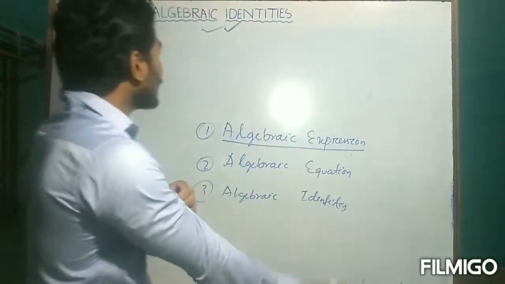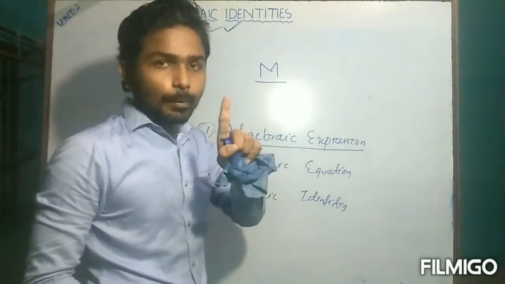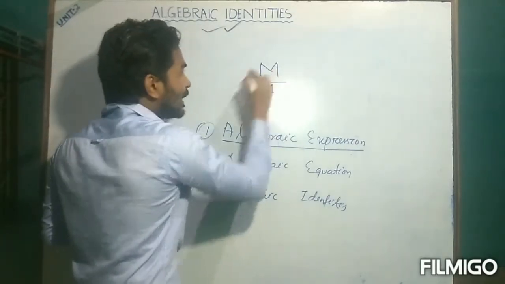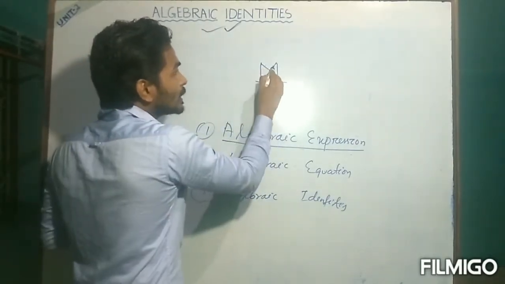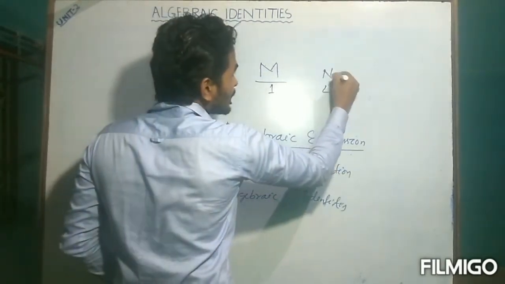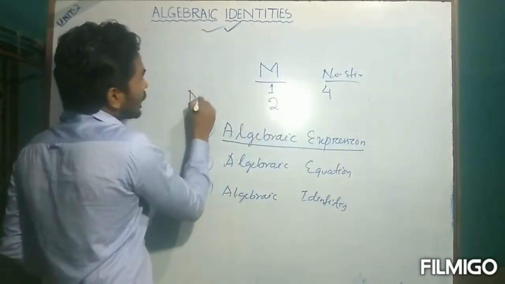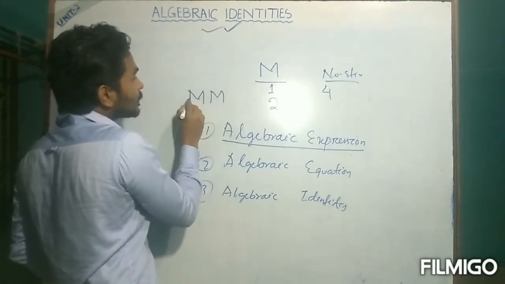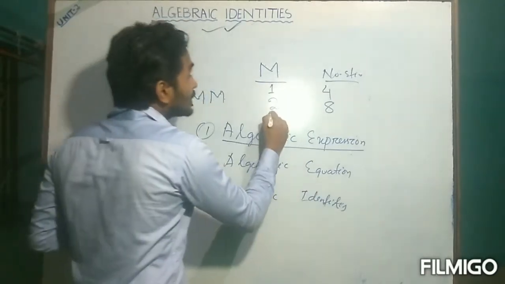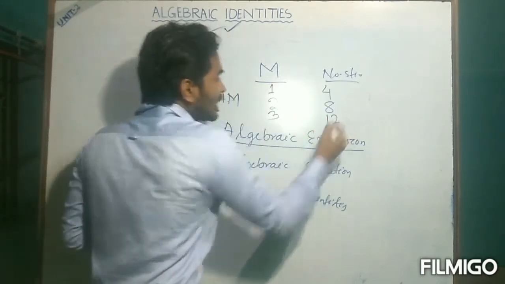For example, suppose we are going to make an m, a single m. In order to create one m, how many sticks do we need? 1, 2, 3, 4. We need 4 sticks. And in order to prepare 2m, how many sticks? 1, 2, 3, 4, 5, 6, 7, 8. We need 8 sticks. In order to prepare 3m, how many sticks do we need? 9, 10, 11, 12. 12 sticks.